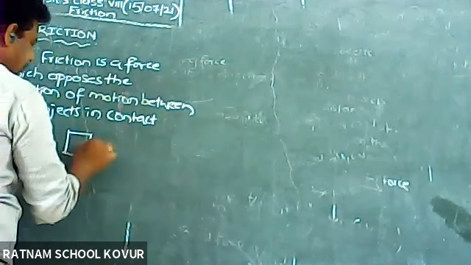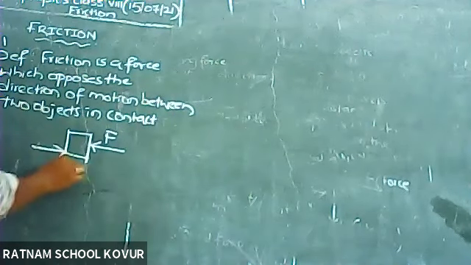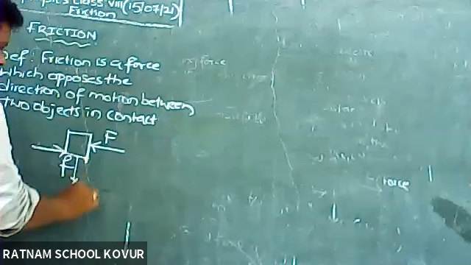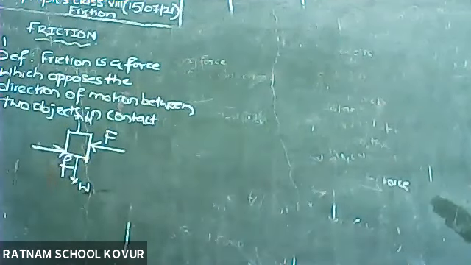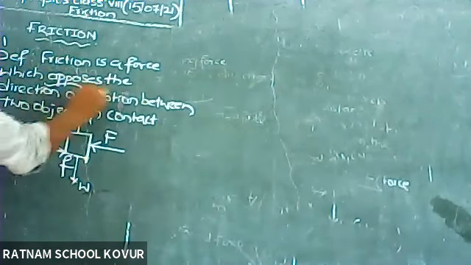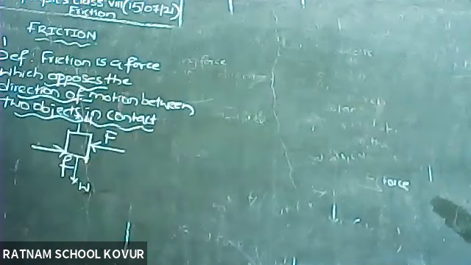So when we apply force in this direction, frictional force will act opposite to the direction. So this is called frictional force, and its weight is vertically downwards, and the normal force is acting upwards. So friction is a force which opposes the direction of motion between the two objects in contact.